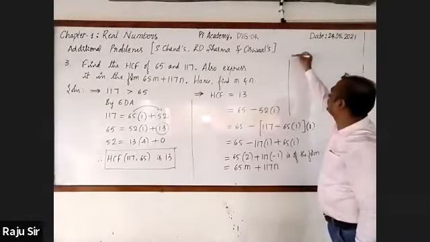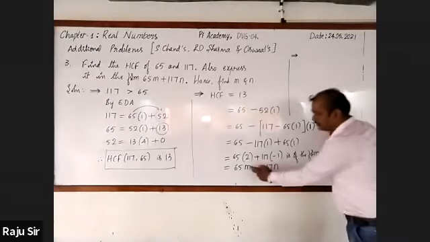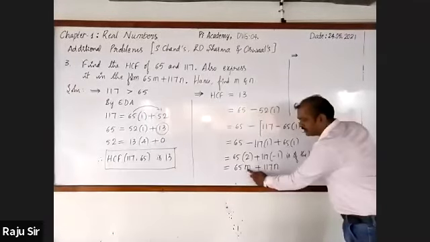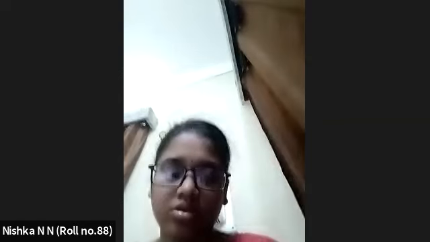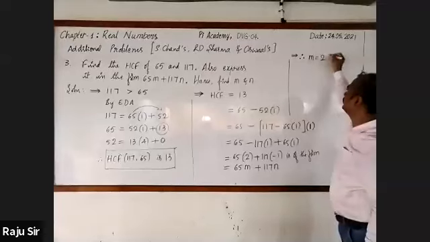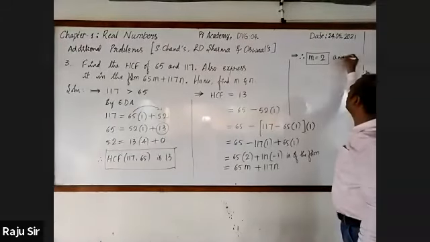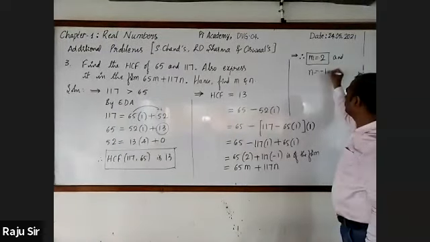See, what is there in place of m? 2, sir. In place of n? Minus 1. So therefore, m is equal to 2 and n is equal to minus 1.